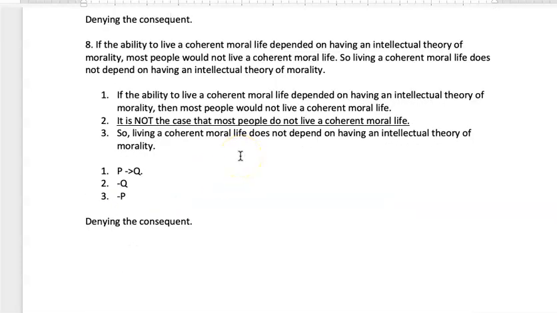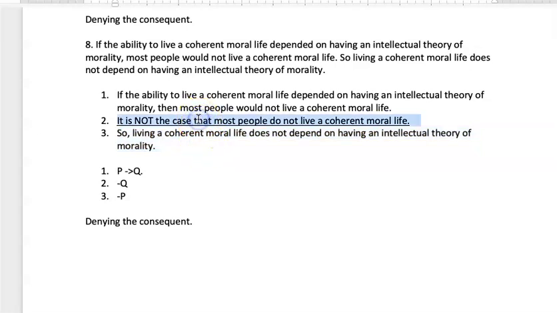If the ability to live a coherent moral life depended on having an intellectual theory of morality, most people would not live a coherent moral life. So living a coherent moral life does not depend on having an intellectual theory of morality. So if the ability to live a coherent moral life depended on having an intellectual theory of morality, then most people would not live a coherent moral life. Then notice this, so that indicates that it's a conclusion. So I filled in the conclusion. So living a coherent moral life does not depend on having an intellectual theory of morality.